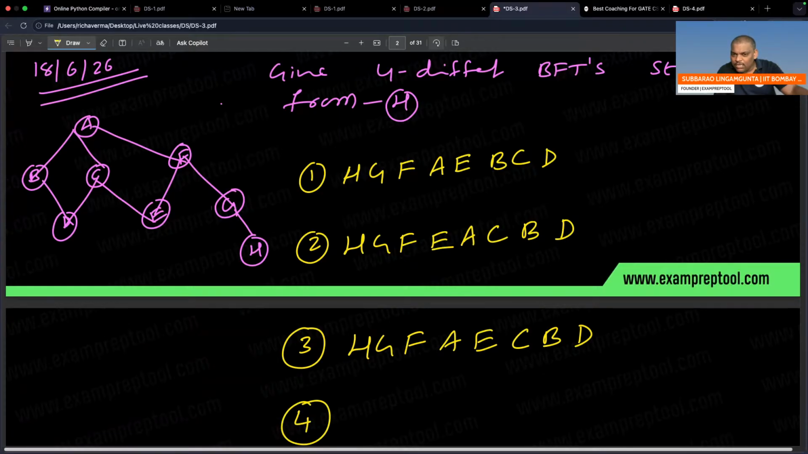Someone is saying HGF, AE, then A's adjacent is BC. Either you should write BC or CB. How did you get CDB, bhaiya? Marvel bhaiya, how did D come? Either BC should come or CB. How did D come in between?